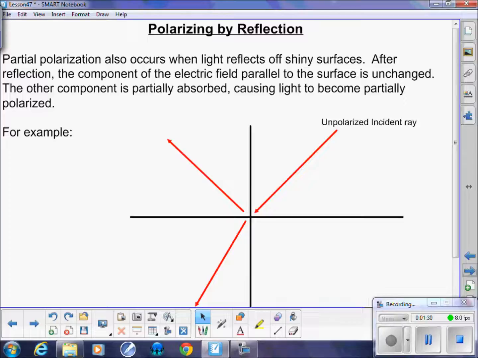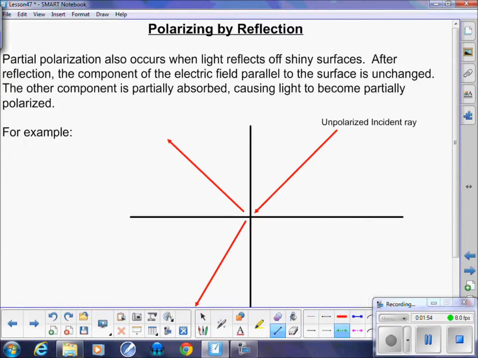All right, let's talk about polarizing by reflection. So this is the second half of the polarization discussion. Partial polarization occurs when light reflects off shiny surfaces. After the reflection, the component of the electric field parallel to the surface is reflected and unchanged. So let's talk about what that would look like.